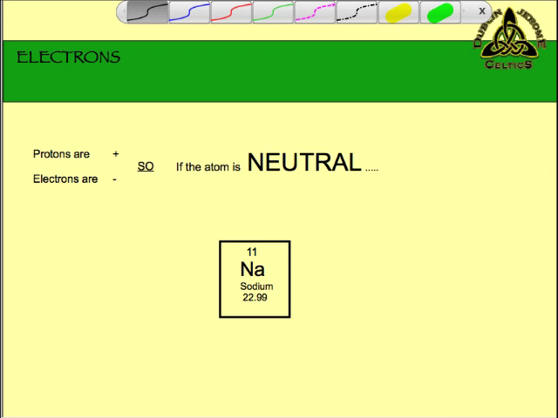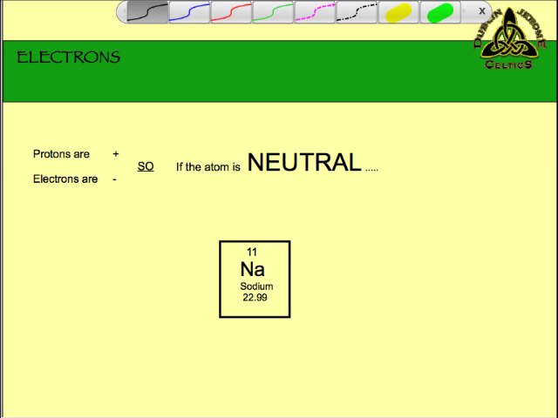Electrons. These are the other ones. They don't have any mass, but they do have a charge, and the charge is important. Protons are positive, electrons are negative. Atoms can be neutral. What does neutral mean? Neutral means they don't have a net charge, even though they do have positive and negative charges.